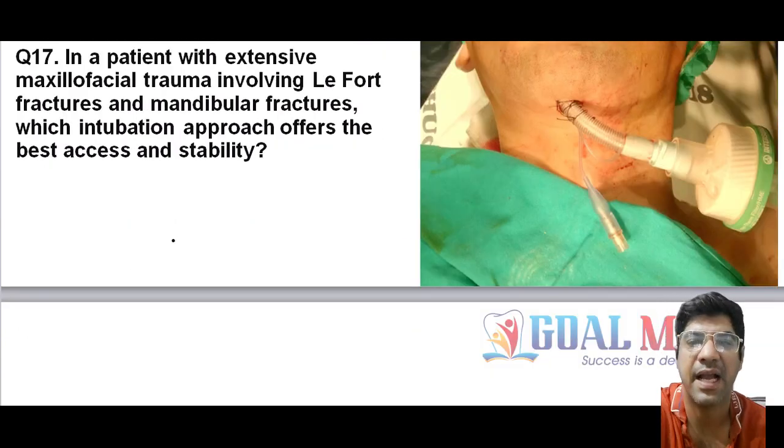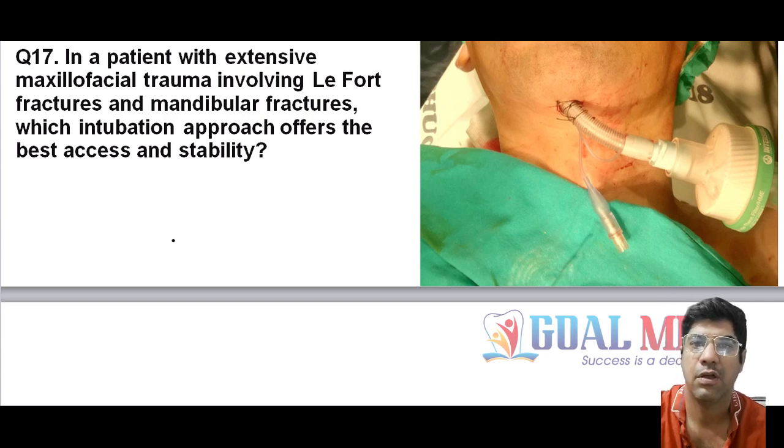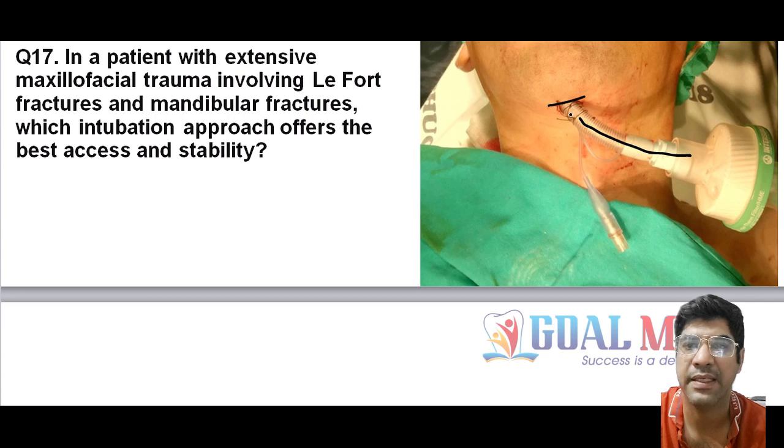In a patient with extensive maxillofacial trauma involving Le Fort fractures and mandibular fractures, which intubation will give the best access and stability? It's the submental intubation. This is the technique that involves passing the endotracheal tube through a submental incision and then advancing it into the oropharynx.